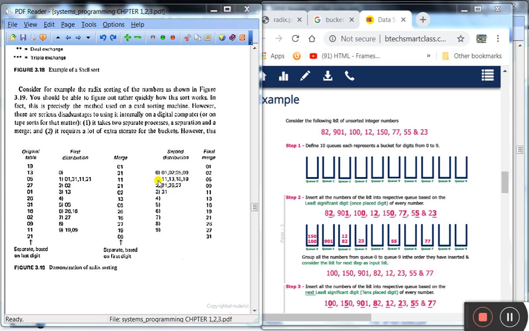In the same way for the first bucket, we have to look for 1. 11 is inserted, 13 is inserted, 16 is inserted, and 19 is inserted. In the same way, for the remaining buckets, we insert the elements into the buckets. After the distribution of these elements in the buckets, we have to merge them again based on the FIFO method. We got these elements. So finally, these are the elements we got. These are in sorted order.